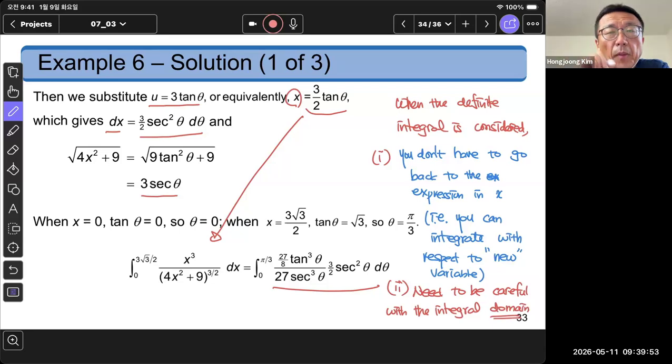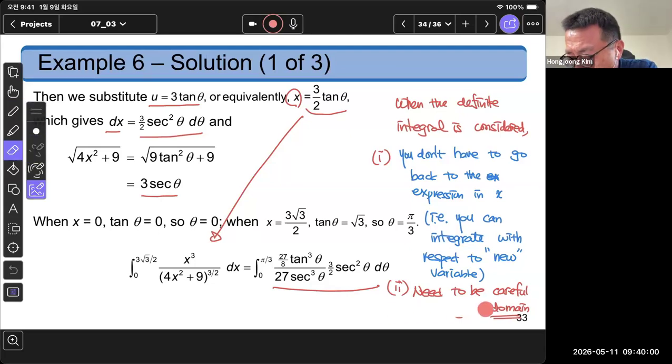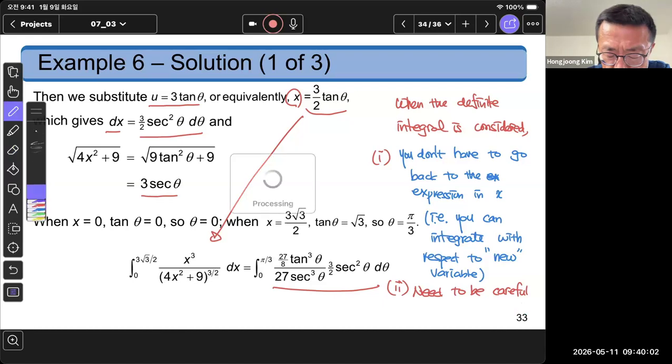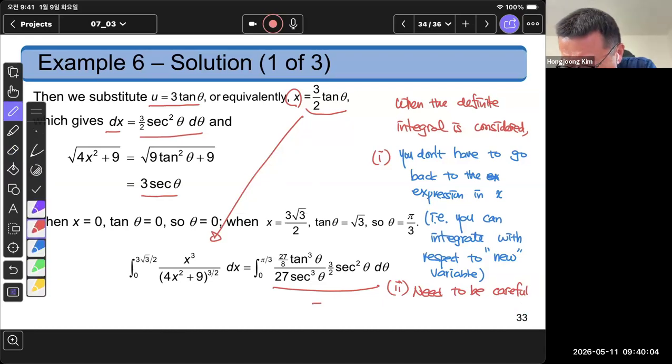I mean, the upper limit and the lower limit. Okay, let me be careful with the upper and lower limit of the integration.